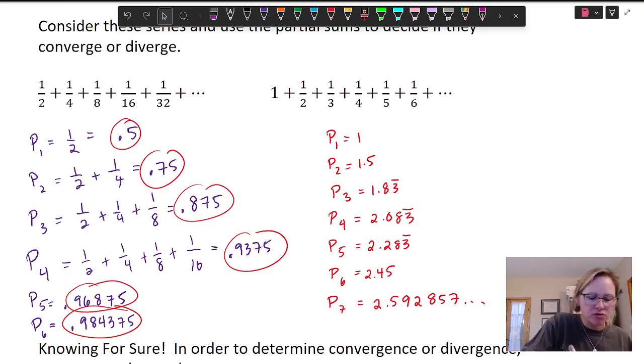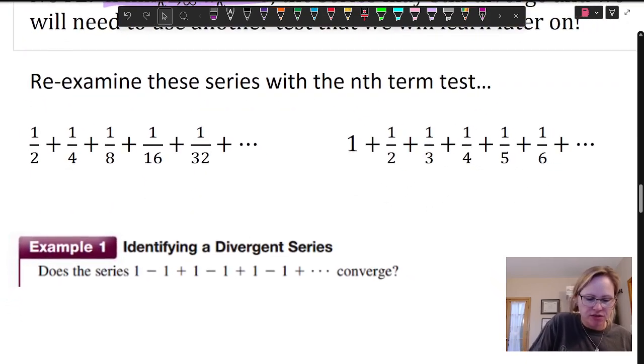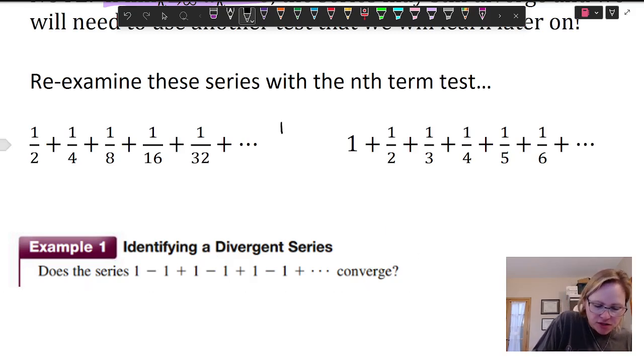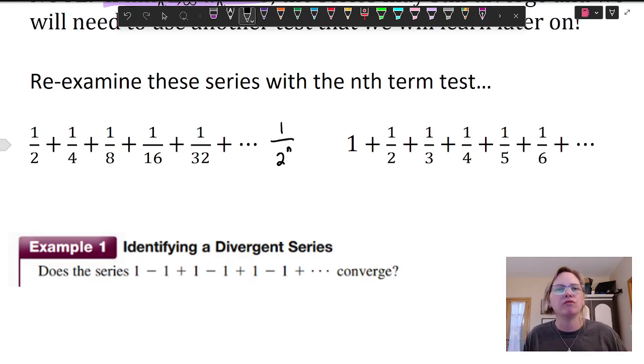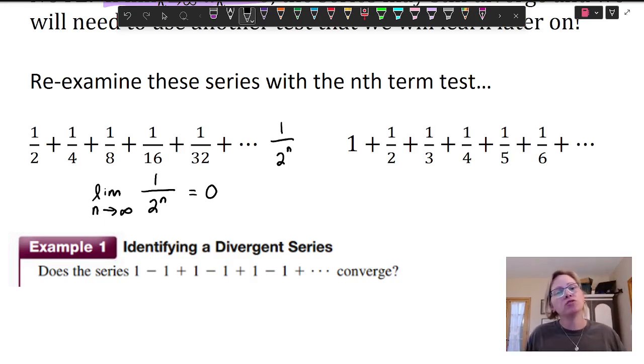Well, if we take a look at these 2 series and think about what the rule is for each of them, the series on the left seems to be the series 1 over 2 to the nth power. So this appears to be the series that we have: 2 to the 1, 2 squared, 2 cubed, 2 to the 4th, and so on and so forth. If I do the limit as n approaches infinity of 1 over 2 to the n, this limit is 0. Okay, so what that means is it opens the door. This series may or may not converge.